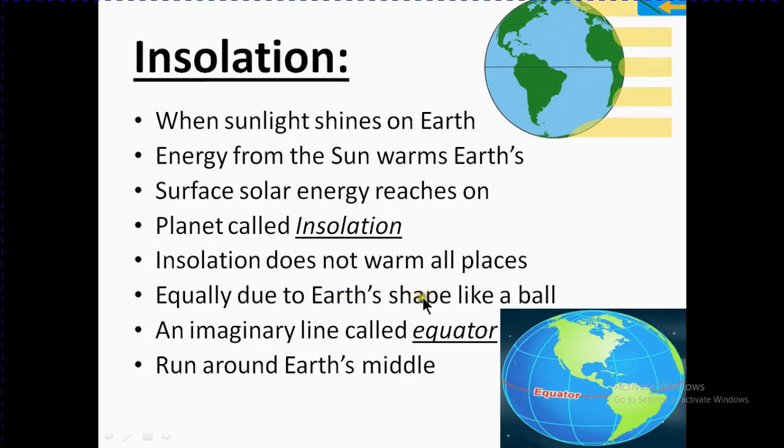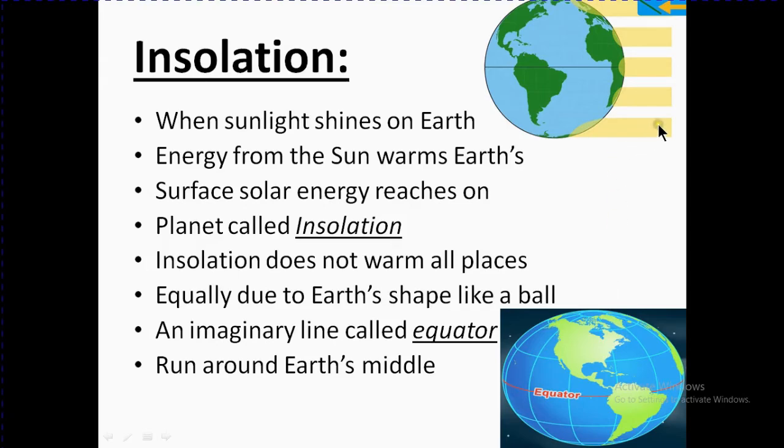Due to Earth's shape, when the sun rays or sunlight come from the sun and strike the surface of the Earth, Earth's surface is not the same everywhere. Why? Because it's a curved surface, just like a ball. An imaginary line called the equator runs around Earth's middle. You can also see this imaginary line known as the equator. It moves in the middle or the center of the Earth.